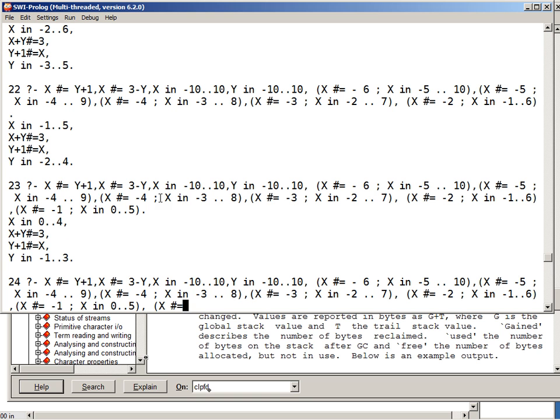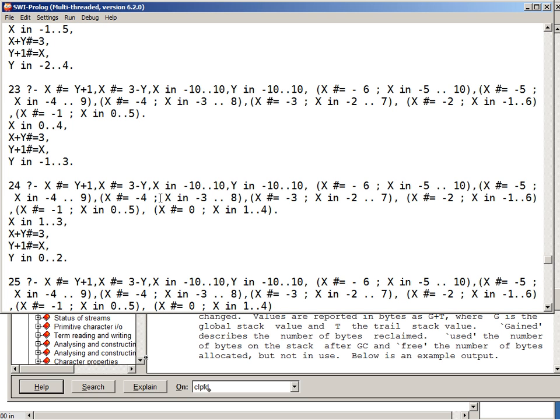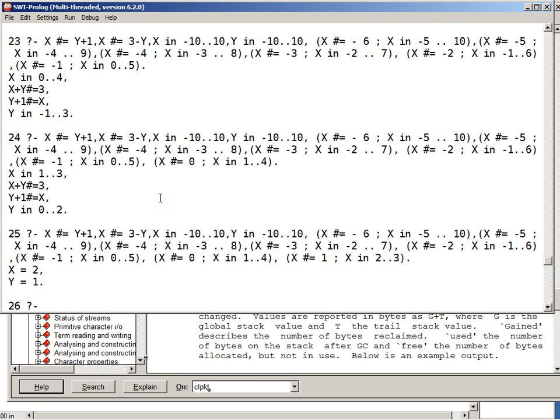X is 0, x in 1 to 4. All right, we're getting close. So next one, we're going to see actually the solution, and that's going to reveal something interesting as well. So now we get the final solution. And what happens is interesting. This one has failed, as it happened before. And the second one, we have proposed an interval.